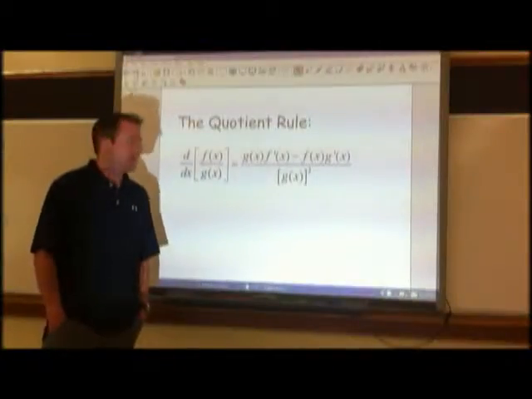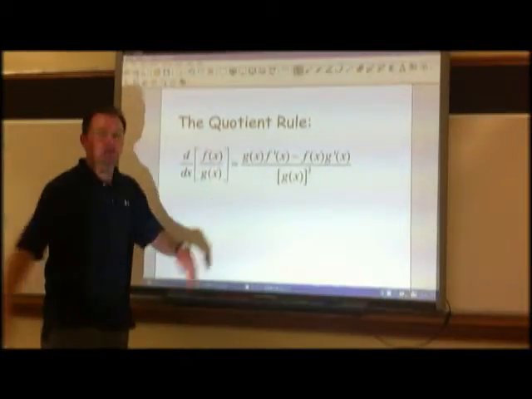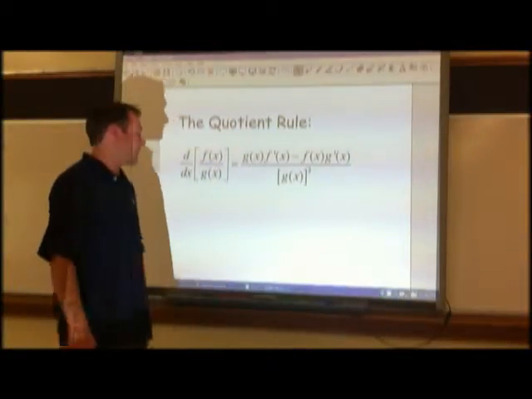We're going to talk about the quotient rule now. So this is a method for finding the derivative when you have two functions in a quotient, one divided by the other.